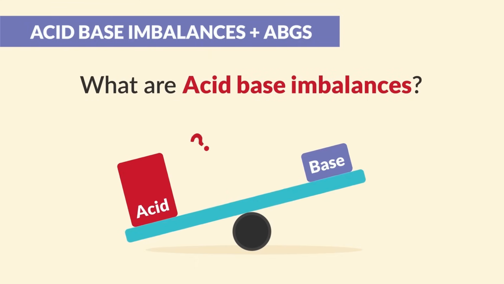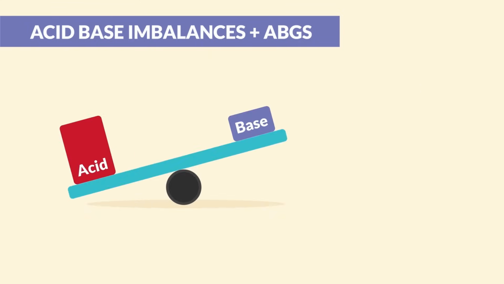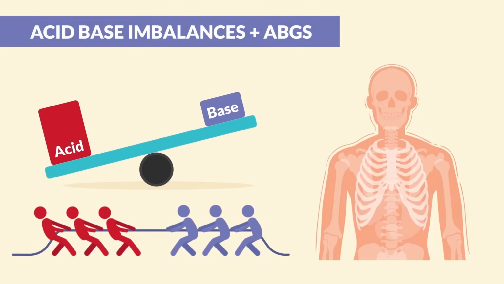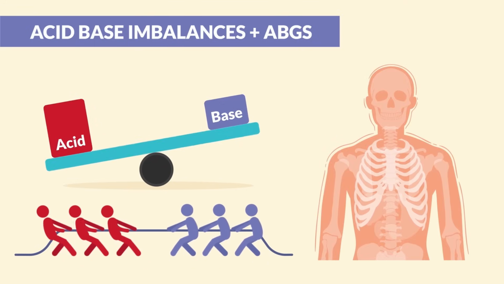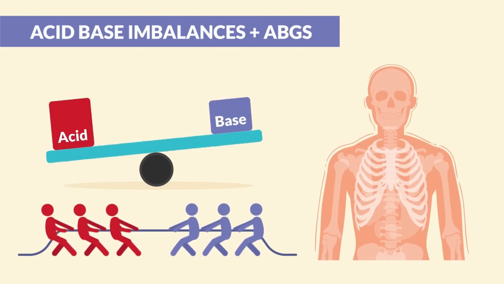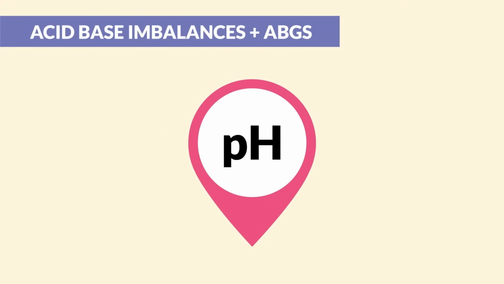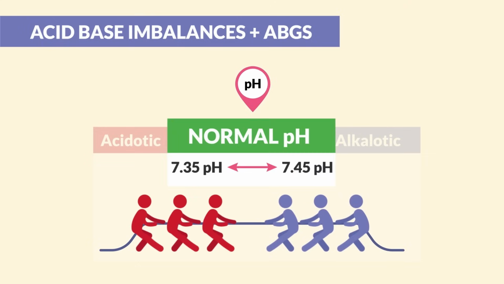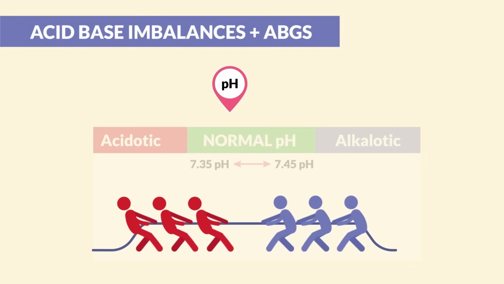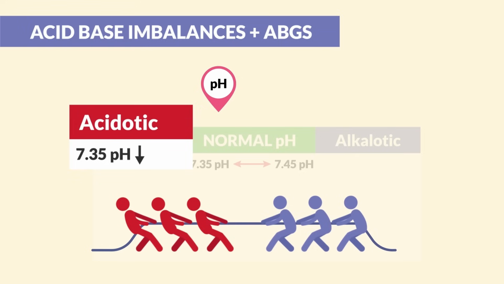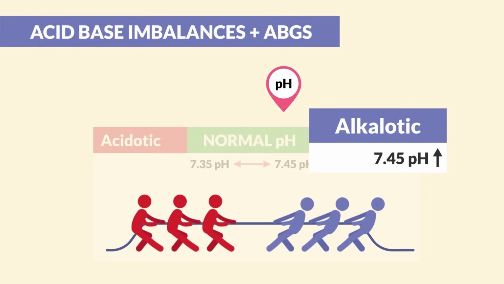So what are acid-base imbalances? Well, it's just the balance of acid and base of the body, kind of like a tug-of-war. The body loves to keep these in balance. Measured in blood via the pH. So normal pH is 7.35 to 7.45. Too low, under 7.35, we become acid. Basically, the body goes into acidosis. And too high, over 7.45, we become more base. The body goes into alkalosis.